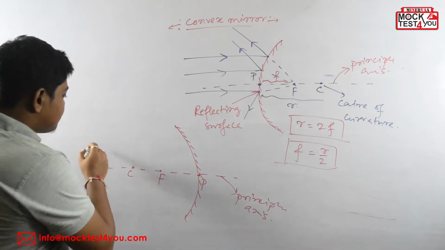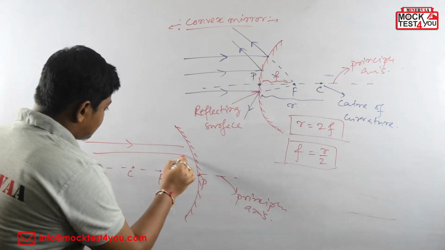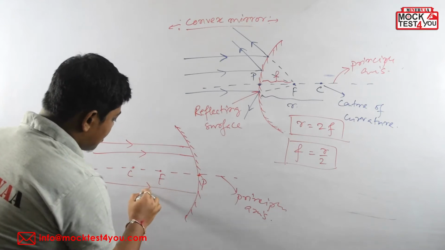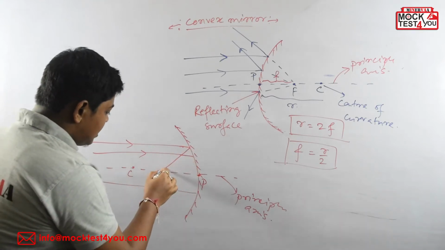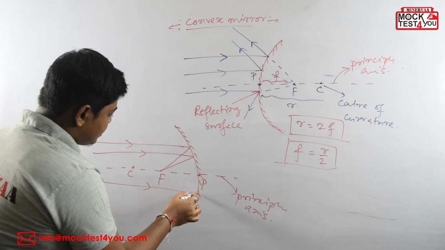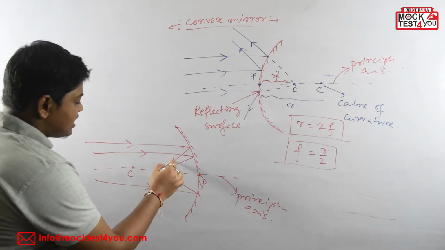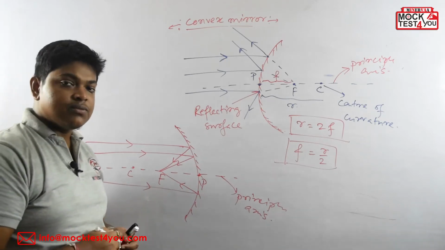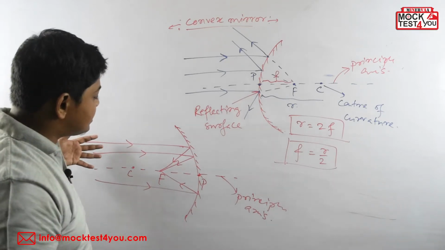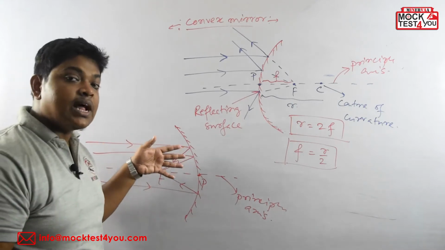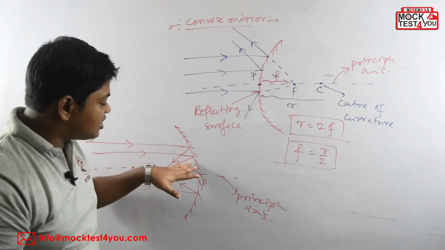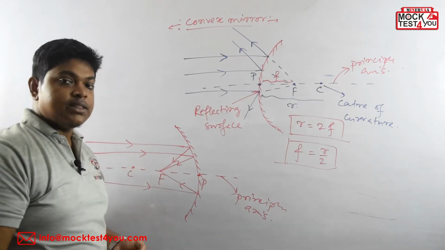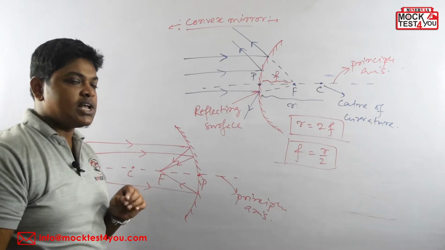Because when a parallel beam of light rays is coming towards the reflecting surface, after the reflection, they will just meet at a point, right? After the reflection, they will just meet at a point. So I can say that they will form a real image, because if the parallel beam of light rays is coming on that reflecting surface, after reflection they are just meeting at focus. So at focus they are just forming an image. That's a point image, a very small size of image.